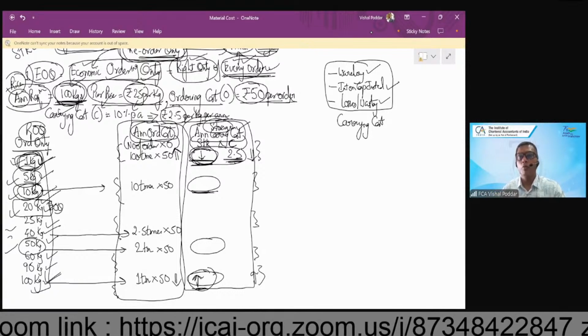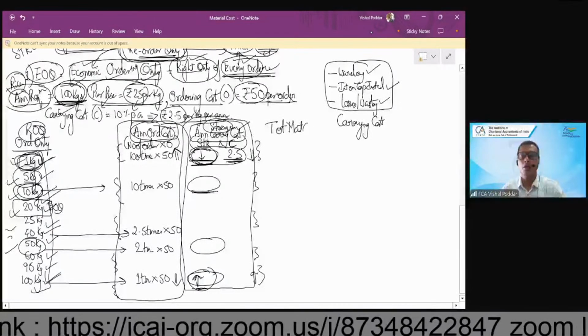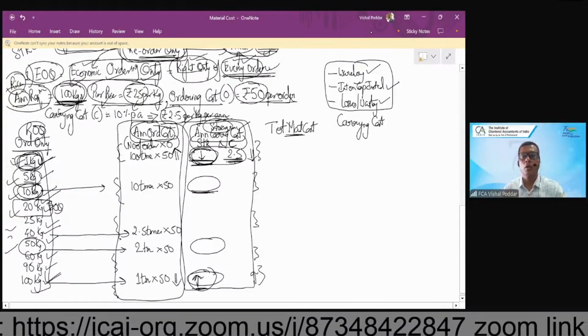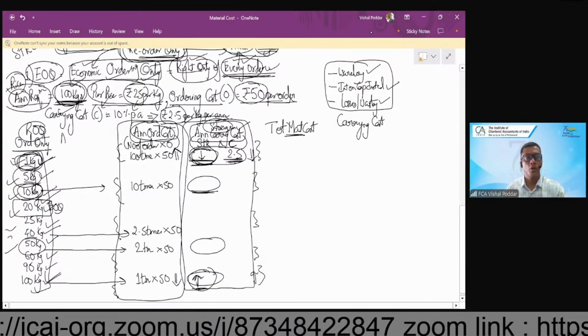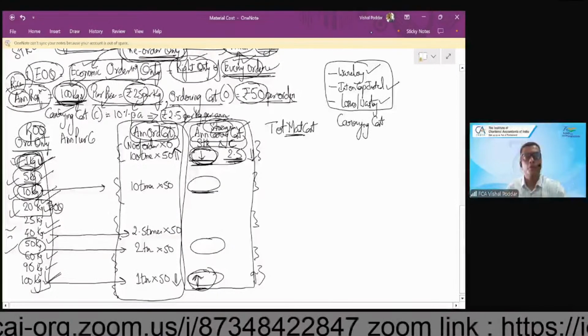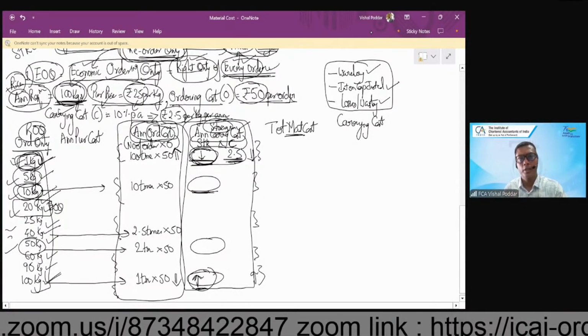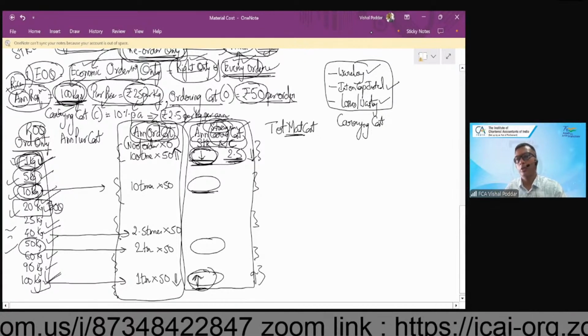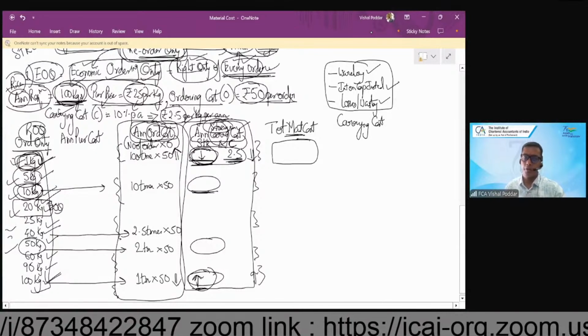Now, what I want to find out is my total material cost. What is total material cost? Total material cost is three things combined. First is your annual purchase cost, that's the cost of purchasing the material. The second is this annual ordering cost. Third is this annual storage, that is carrying cost. The total of all these three costs is your total material cost.